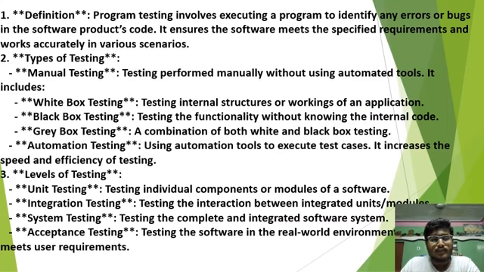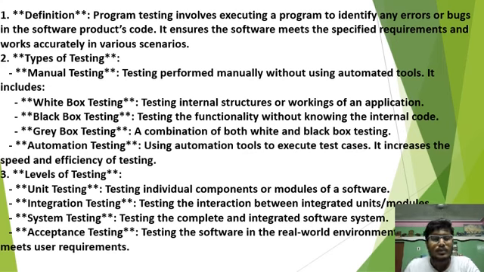Next is definition. Program testing involves executing a program to identify errors or bugs in the software product code. It ensures the software meets the specified requirements and works accurately in various scenarios. Types of testing: manual testing, performed manually without using automated tools.